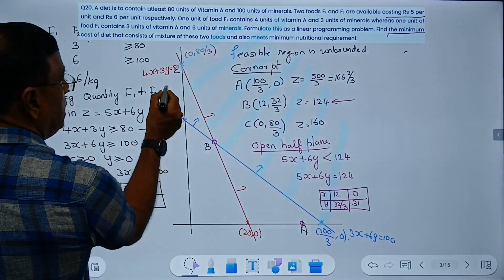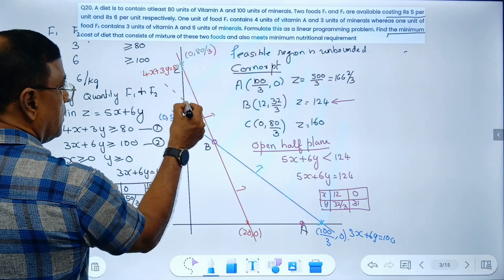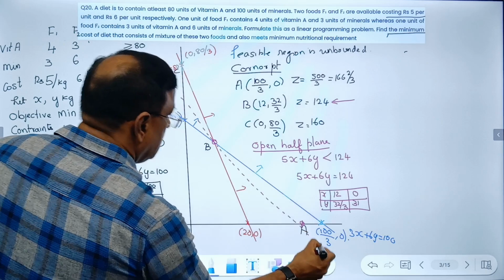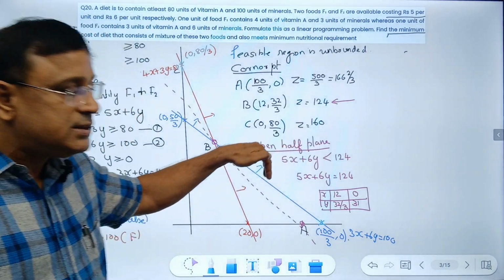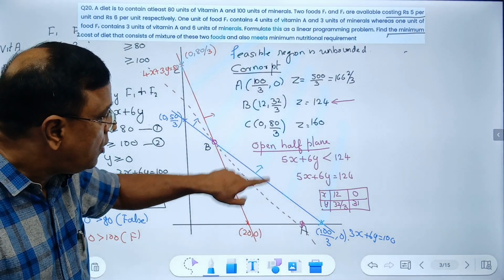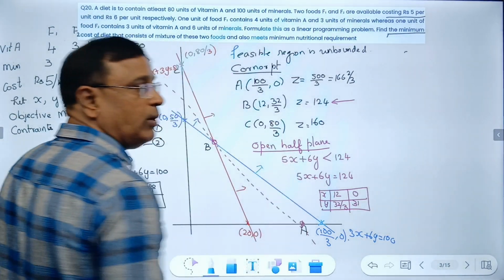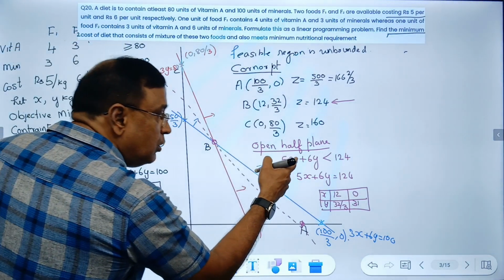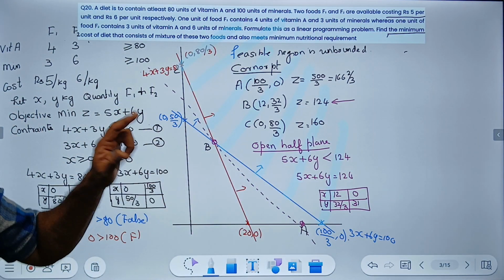I will not use this. I have to draw dotted lines. So this is the line which corresponds to 5x plus 6y less than 124. Less than means, why do I draw a dotted line? Because points on this line do not satisfy it. This line is not included in this inequality. Actually, the point (12, 32/3) does not belong to the open half plane. They don't lie on it because it is less than 124.